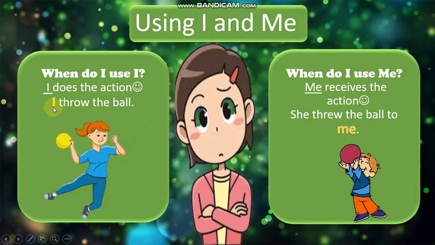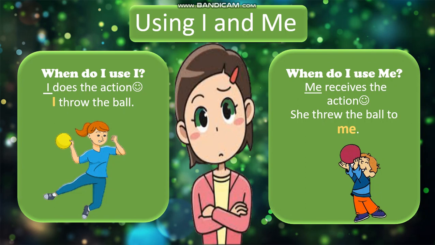And where is I in the sentence? Remember your subject and predicate. Who is doing the action? I. So I, where is it coming? In the subject. Let's look at the other question here. When do I use me? We often get confused, don't we? We always think, should I use I here or should I use me? So where should we use me?